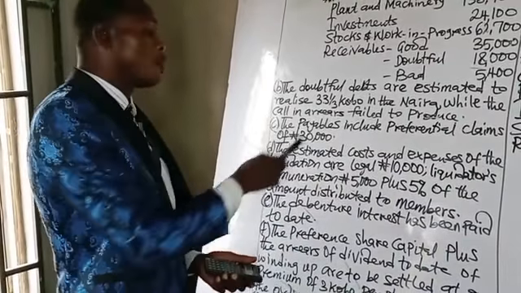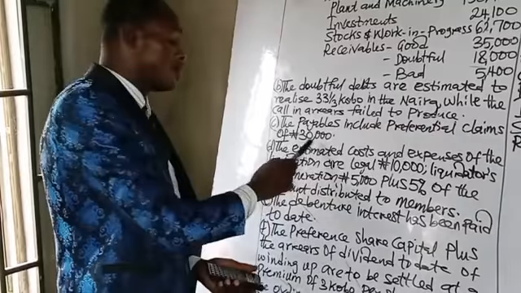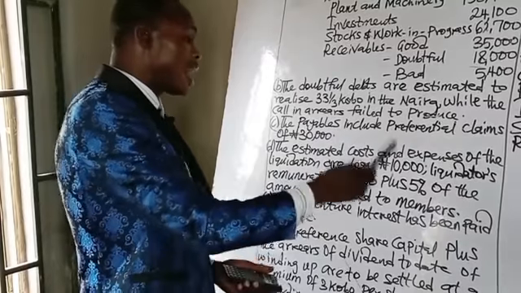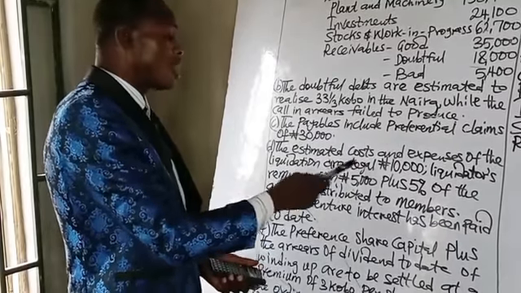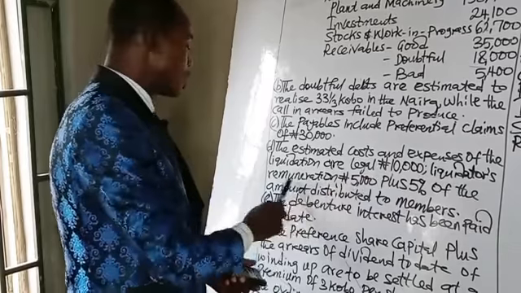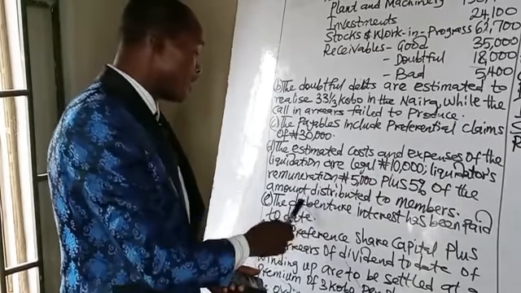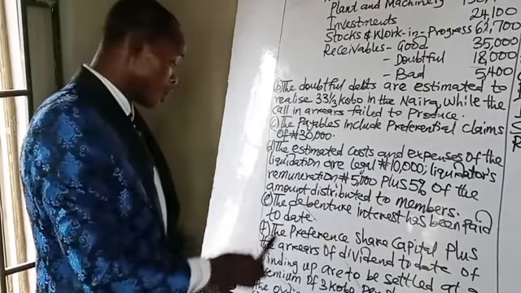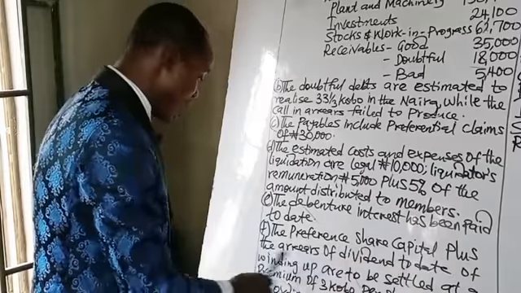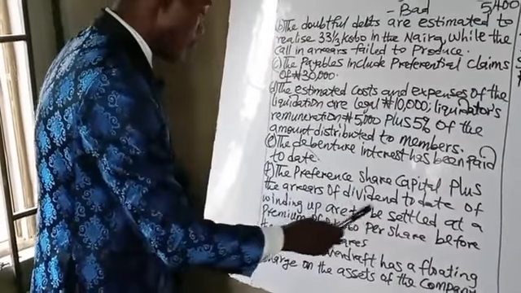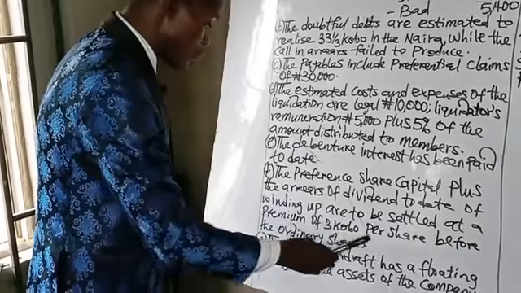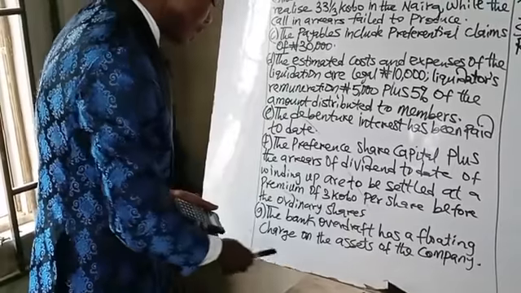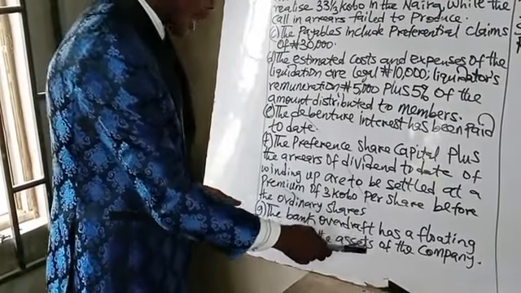Note C. The payables include preferential claims of 30,000. Payable is a liability. Then the estimated costs and expenses of the liquidation are legal, 10,000. Liquidators' remuneration of 5,000 plus 5% of the amount distributed to members. Note E. The debenture interest has been paid to date. Note F. The preferential capital plus the arrears of dividend to date of winding up are to be settled at a premium of 3 kobo per share before the ordinary shares. Note G. The bank overdraft has a floating charge on the assets of the company.